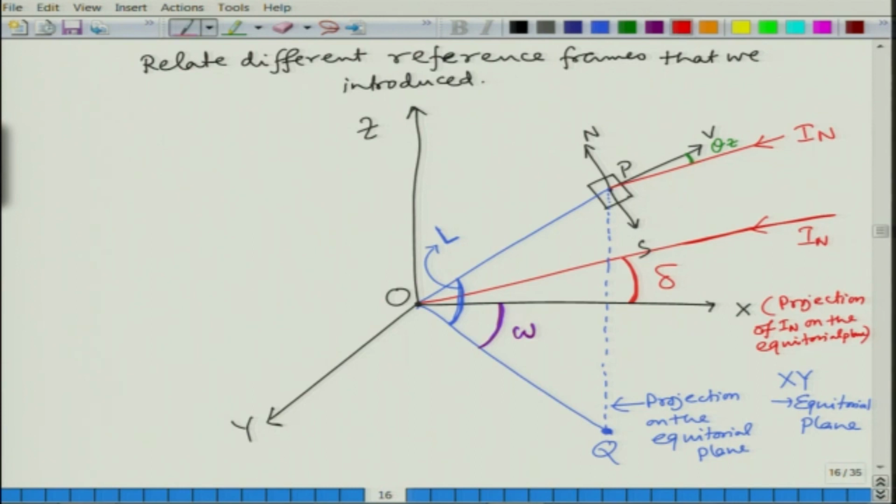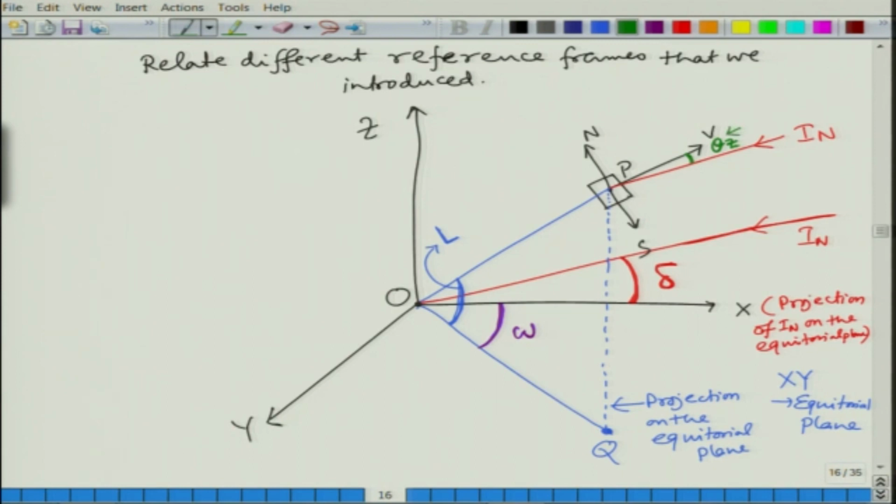Another very important angle we have looked at is the angle between the sun ray and its projection on the equatorial plane. This is the declination angle, delta. And the fourth angle that we have looked at is the angle between the sun ray and the vertical line, or the normal to the horizontal plane. That angle is our zenith angle, theta z.